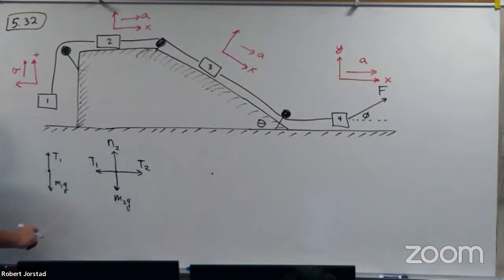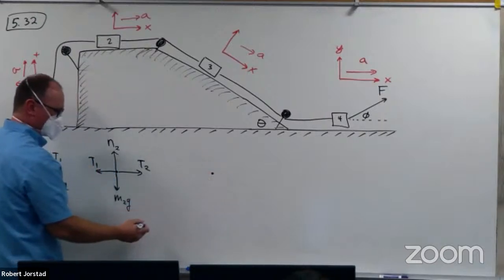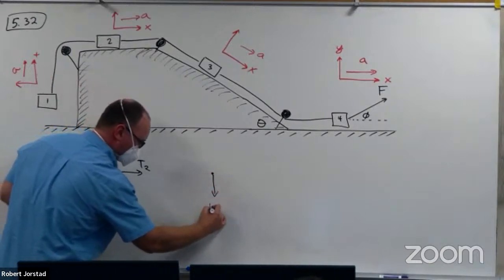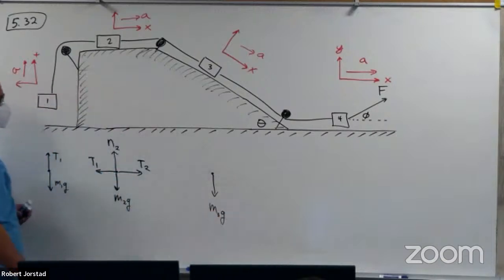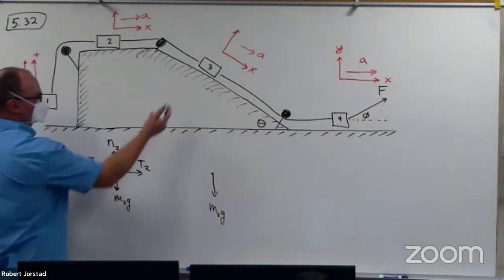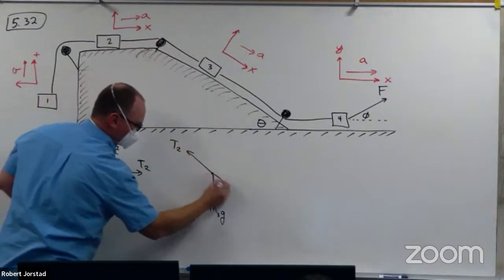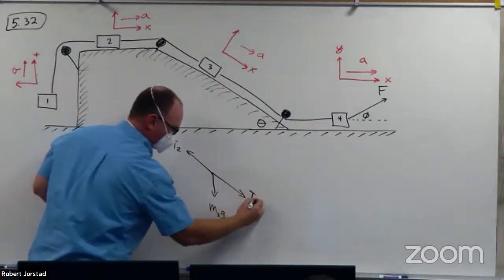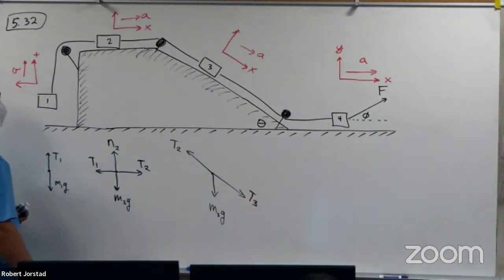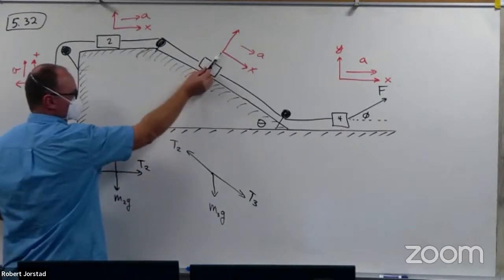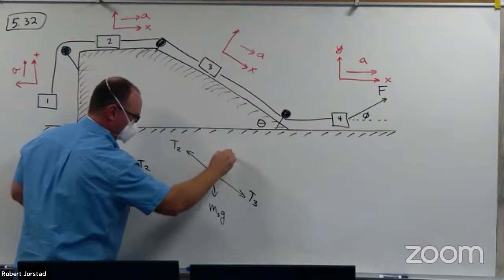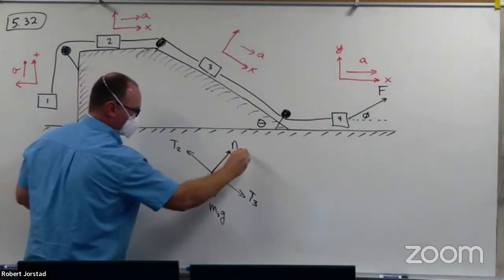What's one force? m3g. Which way? Only straight down. Don't overthink it. Okay. What's another force? What's this one called? T2. What's this one called? Call it T3, sure. Anything else? Which way? Show me with your fingers. Which way is the normal force? Yes. Perpendicular, normal to the surface. Got it. And I'm going to call that normal 3.